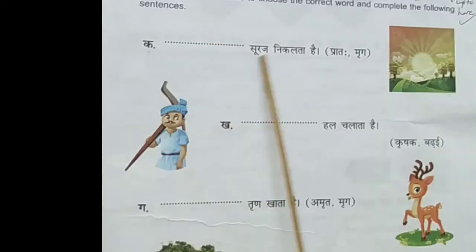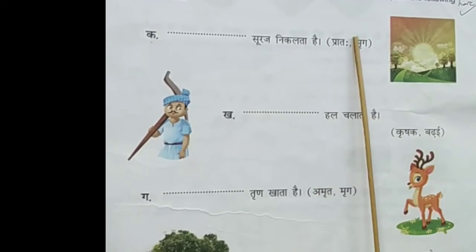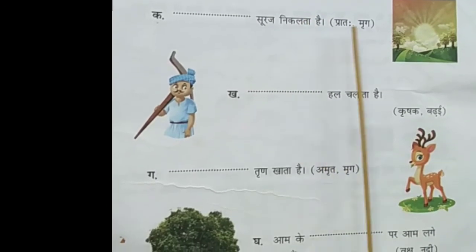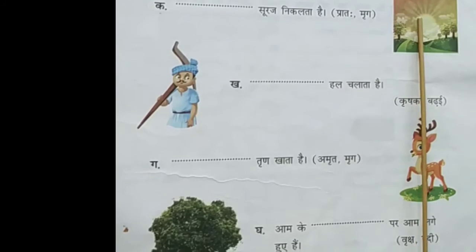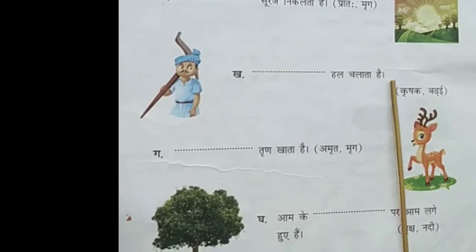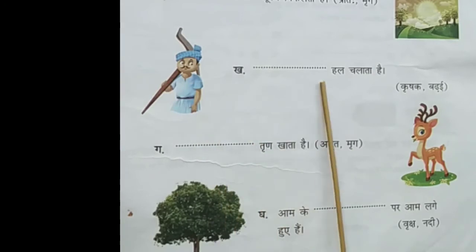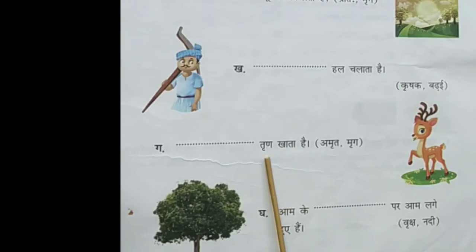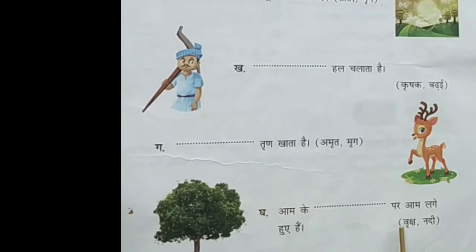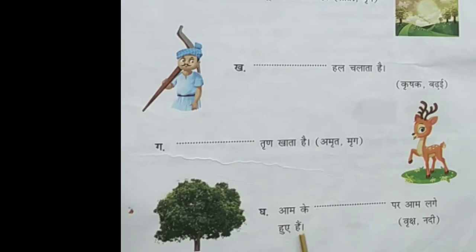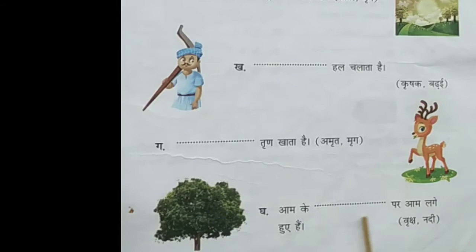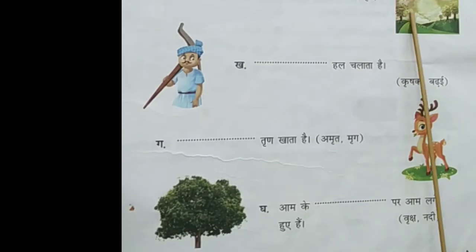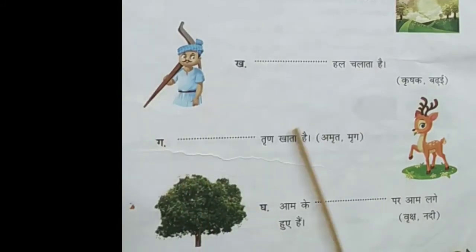Clear? Dash Suraj Nikalta Hai. What is the answer? Sun rises in the morning. So Prad, morning. Dash hal chalata hai. Farmer, plowing. Here, mrug. Mrug trin kata hai. Deer is eating grass. Here, vrish. Aam ke vrish par aam lage huye hai. There are mangoes on the mango tree. Study this part and learn the spelling of the answer. Okay.